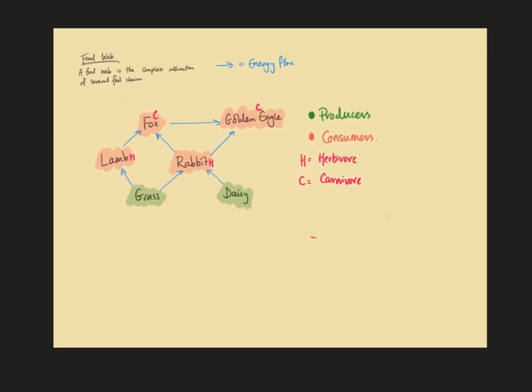So the next thing I'm going to do is take out a food chain from this web. So I'm going to use the grass, the rabbit and the golden eagle. I have put my arrows in to show me how the energy is flowing through this food chain.